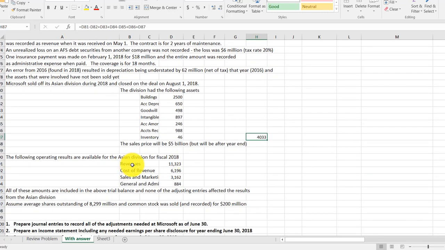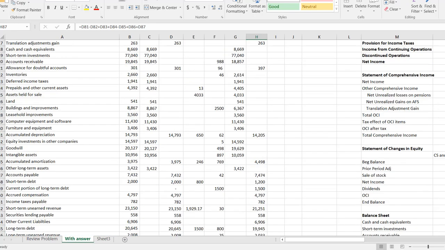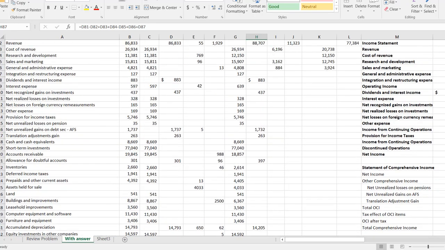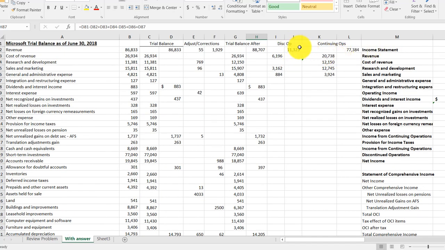We'll do the same idea on the income statement. We're going to subtract out the revenues and expenses associated with the part of the business that's going to be sold. So the way I did that is we just made two more columns, treated it just like our adjusting and correcting columns, and debited and took out the discontinued revenue and the discontinued expenses, which then of course changed what we put on the income statement.